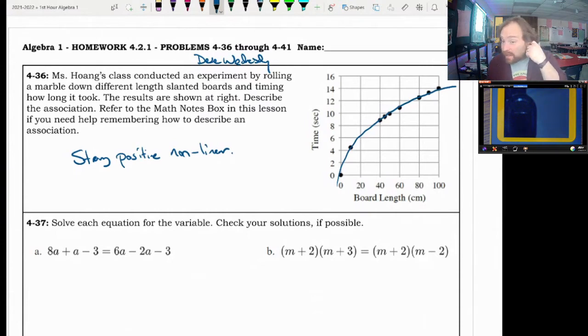Honestly, there's a lot of leeway here with these. There's a lot of room to flow. If you told me it was negative, I'd mark it wrong. But if you told me it was linear, I'd believe you. I would say it's a weak linear, but hey. Okay, let's go do some math.